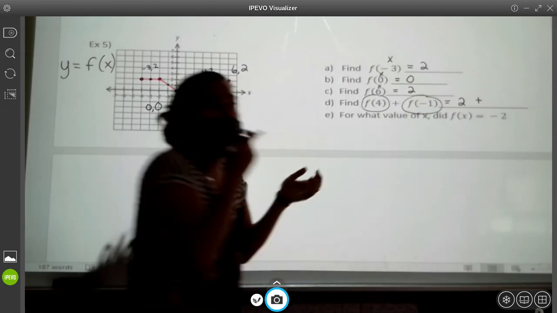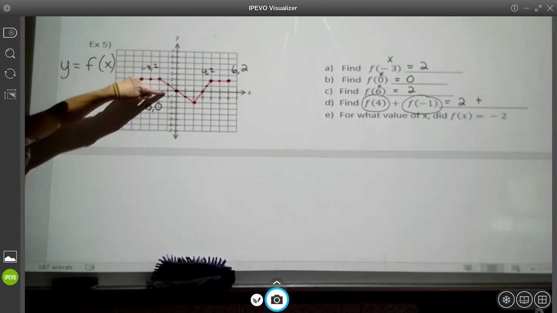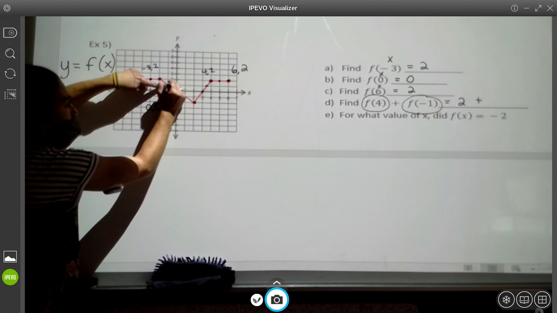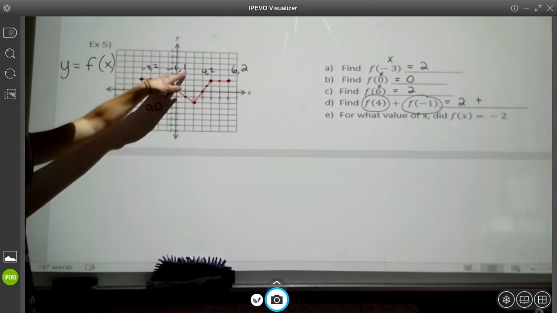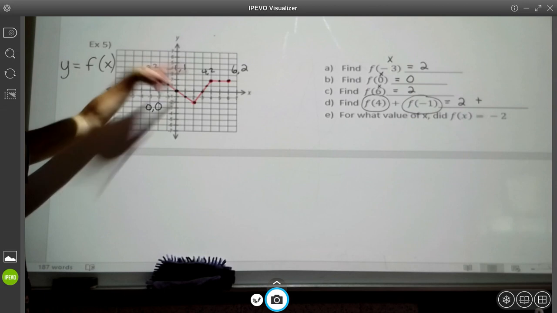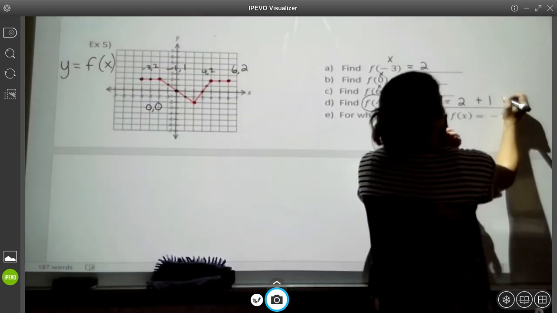Now you've got to get a number for f of -1. So when -1 goes into function f, there's the point. It's -1, 1. So when -1 goes in, the function spits out 1. So now our answer is, what's 2 plus 1? 3.